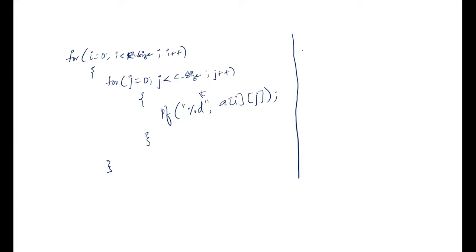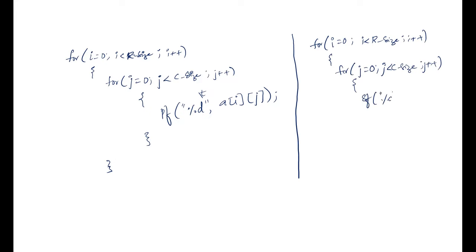Then how to read the two-dimensional array? Same logic. We have to read by using i equal to 0, i less than R size, i plus plus, for j equal to 0, j less than C size, j plus plus. Here I'm going to write a scanf percentile d, and here I'm going to write ampersand a of i j. Close this. Done. This is reading, and this is printing.